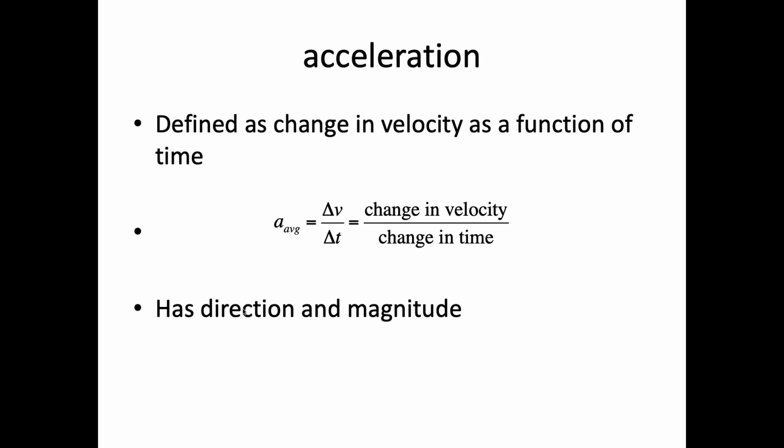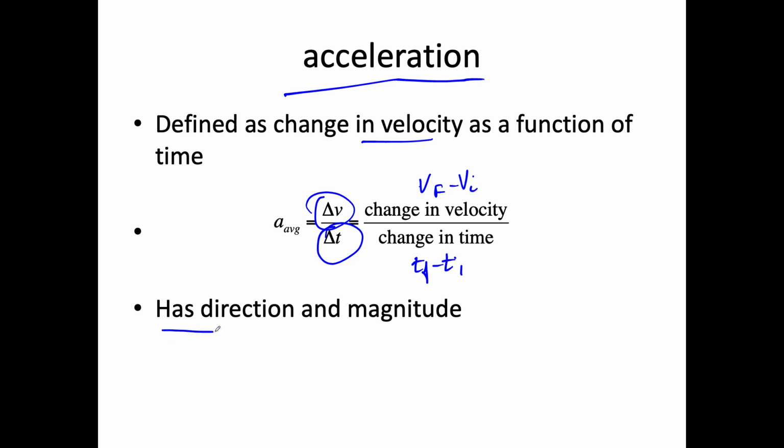We're looking at acceleration. It's defined as a change in velocity as a function of time. So there's those little deltas right here. This means the change of. So this could be Vf minus Vi and Tf minus Ti. Remember, final is always first and then minus initial. As with velocity, it has a direction of magnitude.